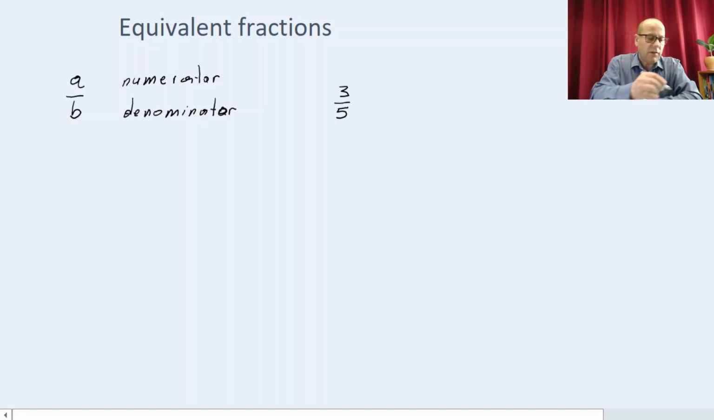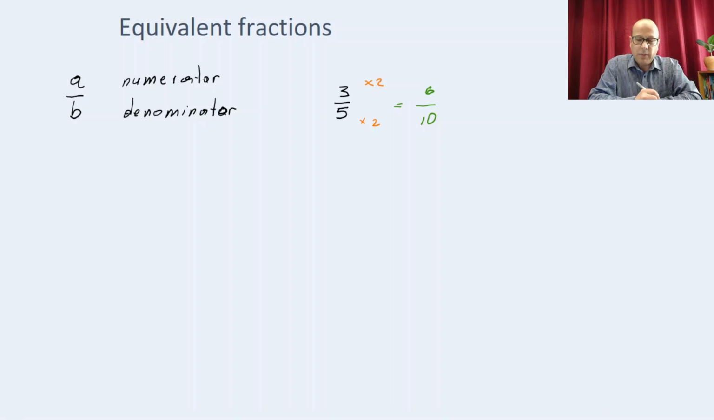If we multiply this fraction by the same number up and down, say I multiply by 2, then I obtain a fraction 6 over 10. 3 over 5 and 6 over 10 are equivalent fractions. So basically, if I multiply the numerator and denominator by the same number, then I obtain a new fraction, which is equivalent to the original fraction.